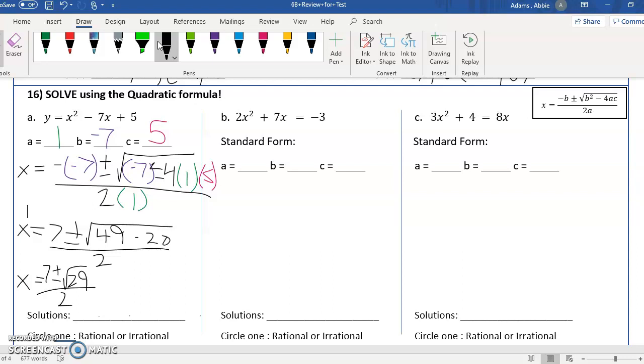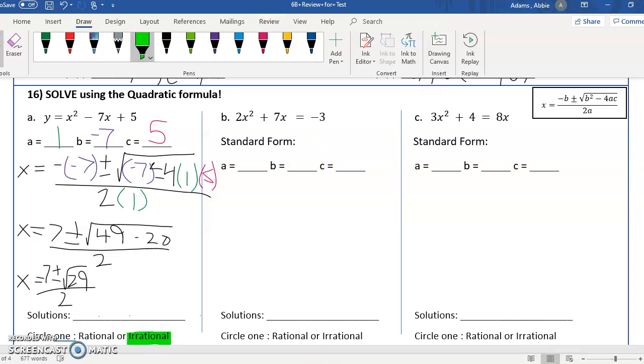Now, if I were just asking for a complete solution, simplified to your best ability, I would be totally fine with this answer because you're not doing an estimated solution. This is the exact solution. But we can look at the numerical value to get a close decimal approximation as well. So notice that this has the radical 29 in it, the square root of 29. That is irrational, which makes this whole answer, both solutions, irrational.